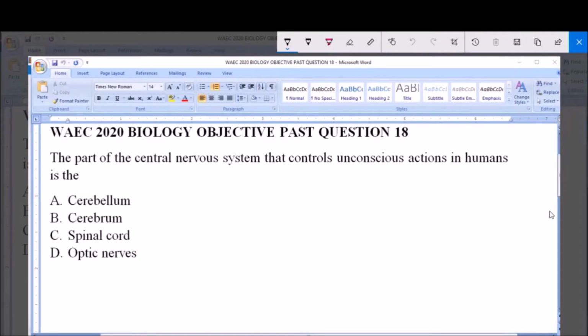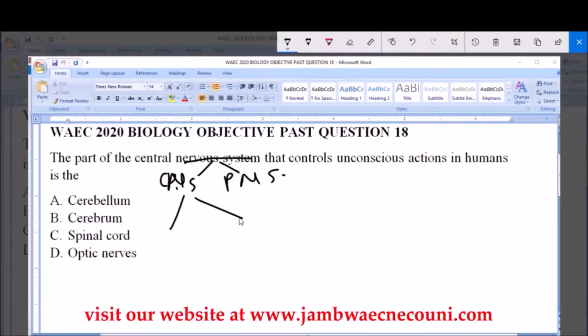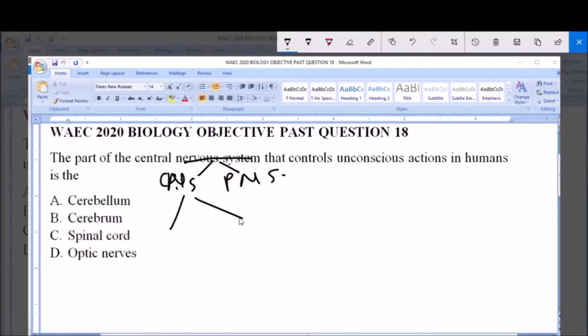The part of the central nervous system that controls unconscious actions in humans is the A. Cerebellum, B. Cerebrum, C. Spinal cord, D. Optic nerves. Now, the nervous system is classified into two parts: the central nervous system and the peripheral nervous system. The central nervous system comprises the brain and the spinal cord, and the peripheral nervous system just comprises the nerves.